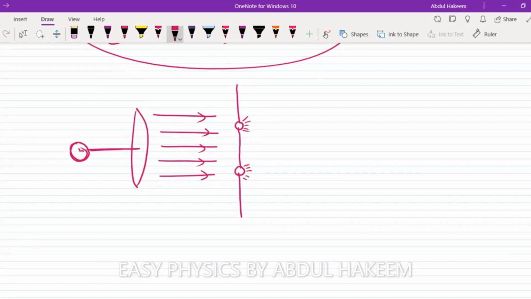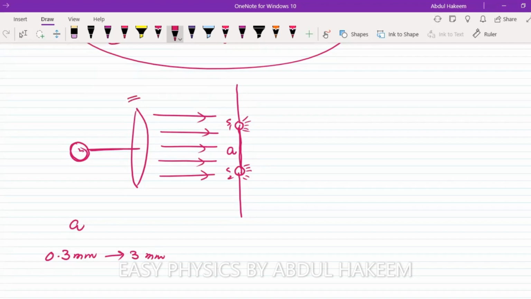Two different sources cannot be coherent. So this source is divided into sourcelets. This is S1 and this is S2. And this gap is called slit separation, and its value is approximately 0.3 millimeter to 3 or 4 millimeter.